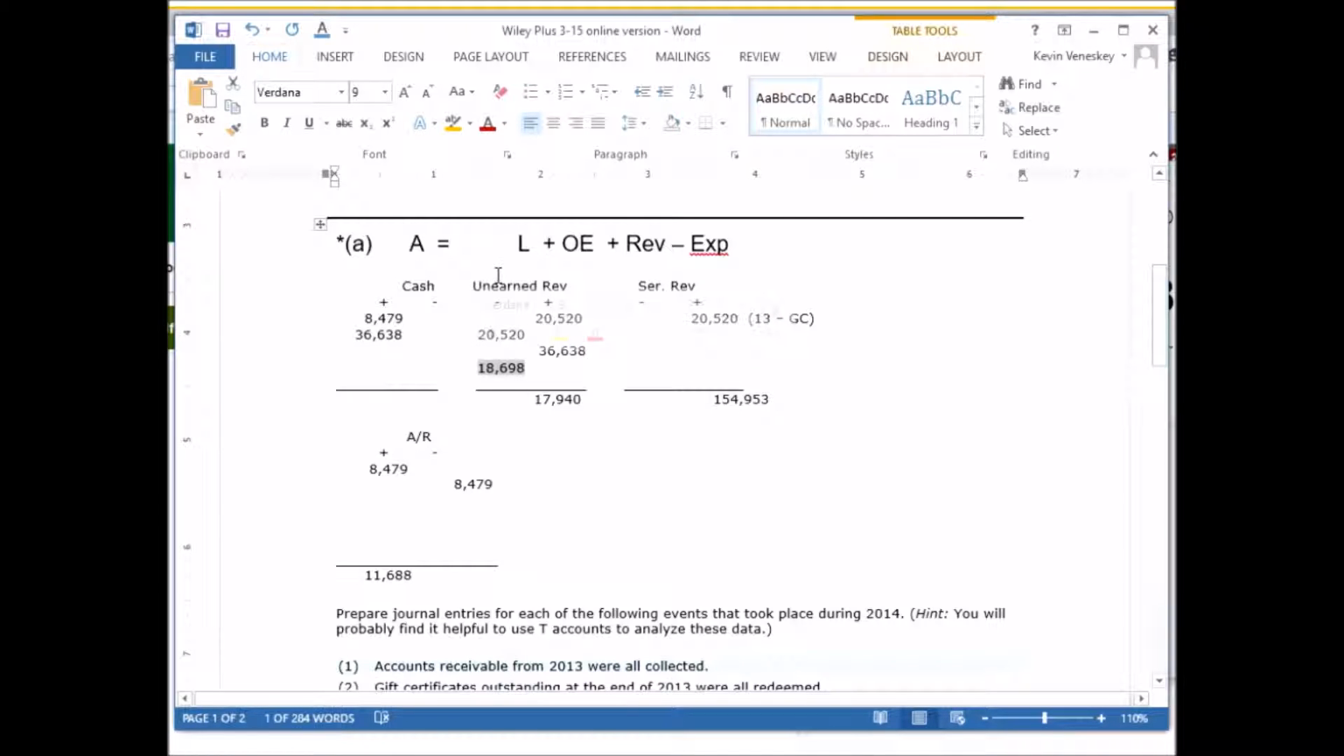Now that's my debit question. What did the business get? We got a reduction on what we owe, and we owed a service. Why do I have a reduction on the service I owe? Because I actually provided the service. So over here, I'm going to include that 18,698 and show this as 2014 gift cards.